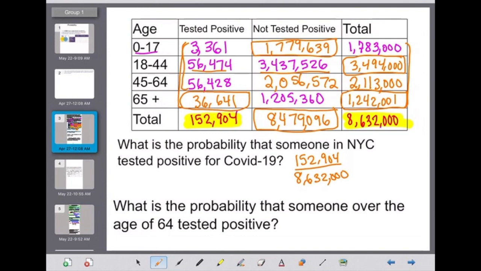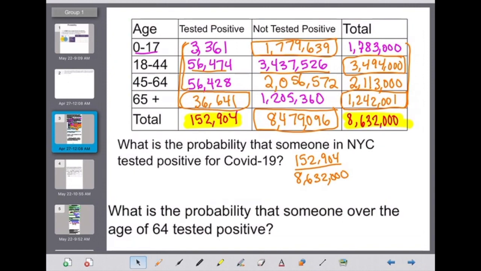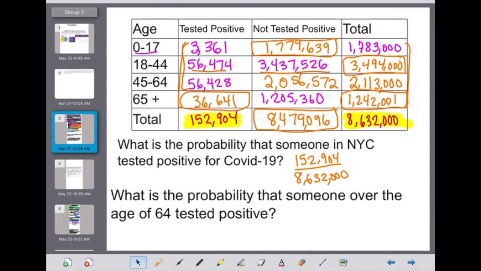Okay. But what if I wanted to find out the probability that someone over the age of 64 tested positive? Now I'm going to change things up a little bit because I'm looking only within the people that are 65 or older, because they're over 64. And in that group, I want to know how many tested positive. So this is the number that tested positive, but my total is only in that group now. So it's going to be 36,641, but my total is how many people are in that age group.